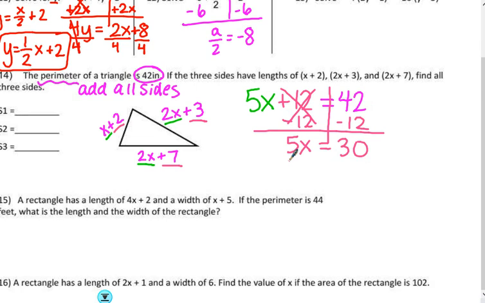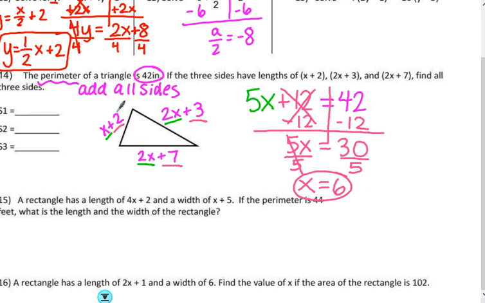And then I have 5 times x. The opposite of multiplying by 5 would be to divide both sides by 5. That reduces to 1x equals 6. So that's great. We found the value of x, but the question asks us to find all 3 sides. So after you have figured out your x value, what do you need to do? Plug it in. Yes, we need to plug it back in.